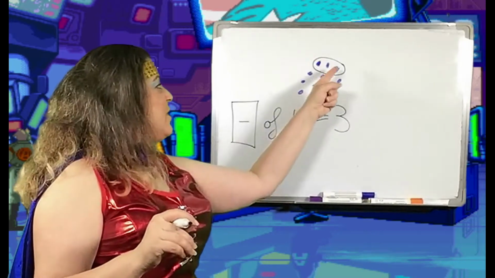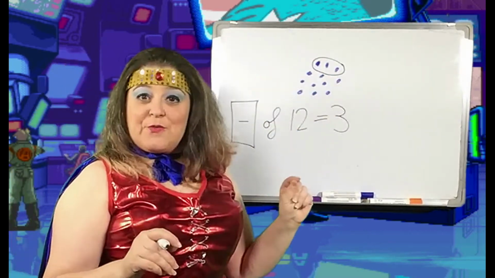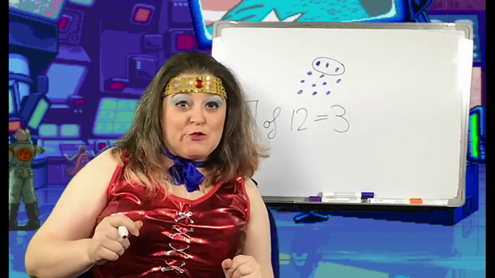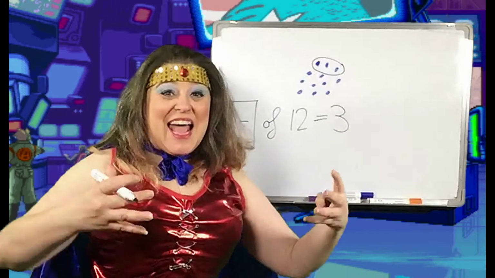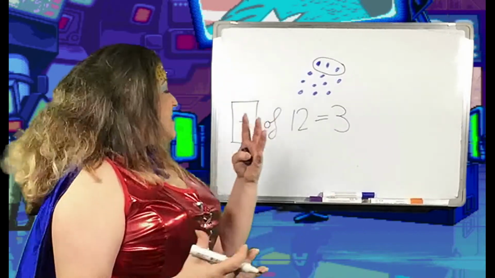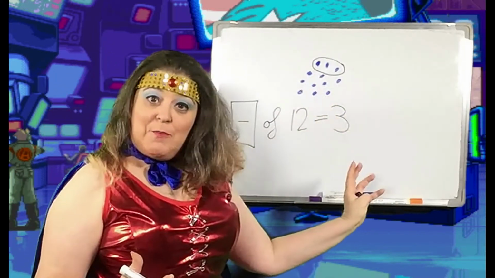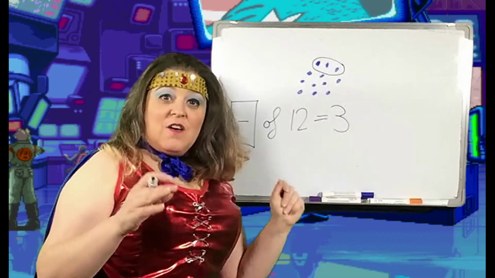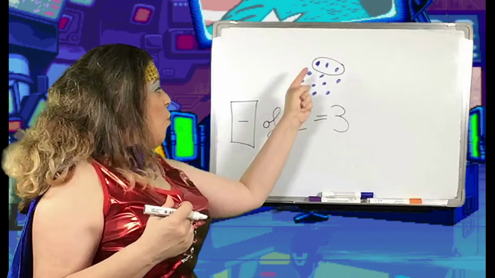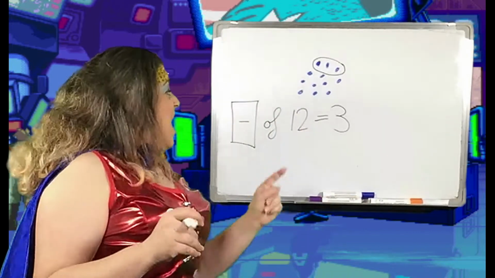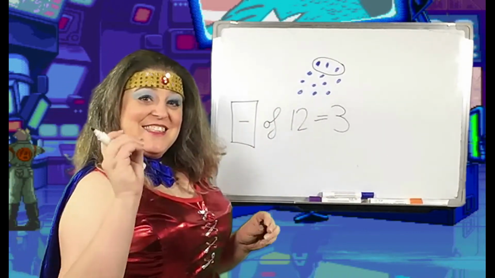You can work it out by circling groups of 3 and seeing how many groups you end up with. You can work it out by doing a division to see what you come up with there. All right, you've got different ways of working this out. What fraction of 12 is 3?